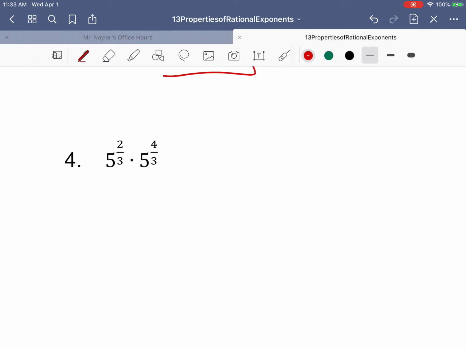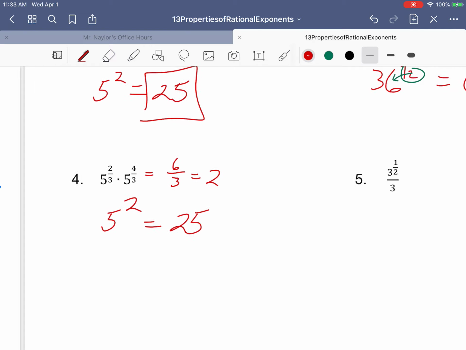Good example of adding the exponents. If you add the exponents, you get 6/3, which is the same as 2. So, same answer here as the one up above. Comes out to be 25.